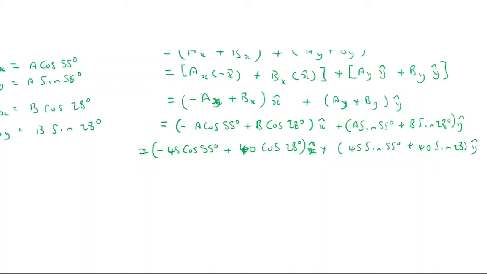Now you just take your calculator, and what you do is punch in this bracket first and get the number. Afterwards you punch in what is in that bracket, and then you get the number. So I'm going to do that now. It becomes minus 45 cos 55. Make sure that your calculator is in degrees. Plus 40 cos 28. Then you punch in that. I'm getting 9.5. So this is going to be 9.5 in the x direction. So the x is this x. This is just this number. The number is 9.5.